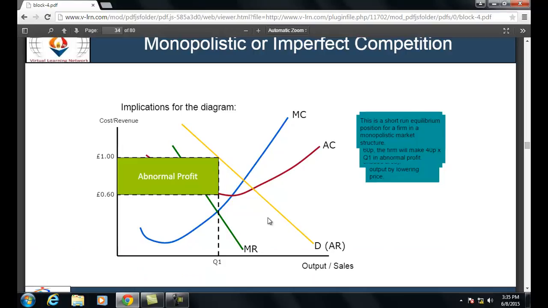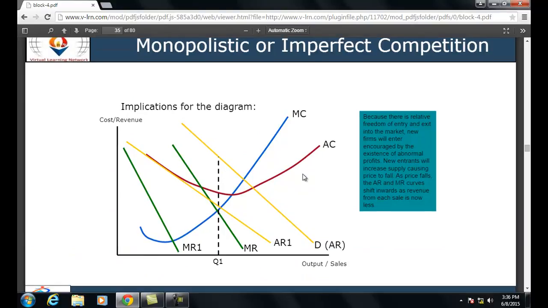Monopolistic or imperfect competition is represented by this diagram. Axis X denotes the units of output and axis Y denotes the cost or revenue. This is marginal cost, this is average revenue, this is marginal revenue, and this is average cost. This is the short run equilibrium position for a firm in a monopolistic market structure. The firm will make abnormal profit at output Q1 by lowering price.